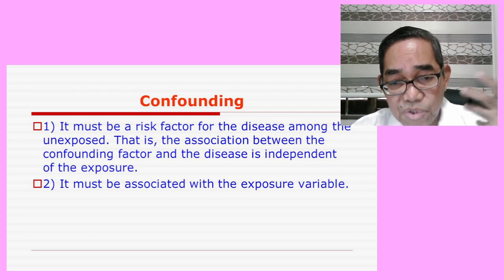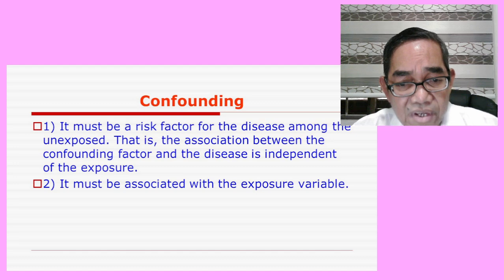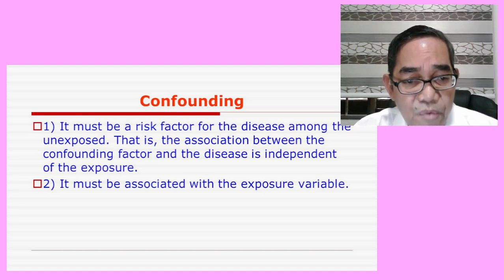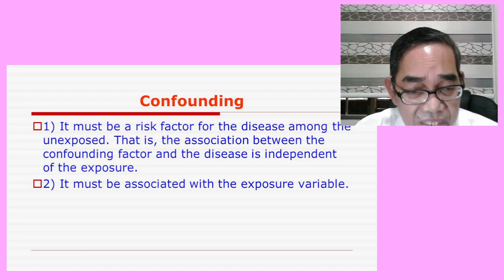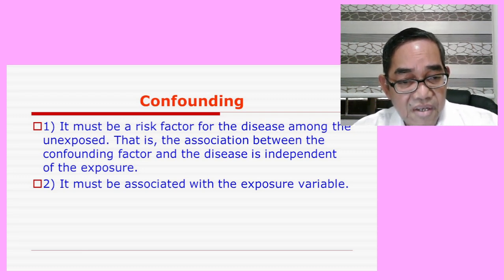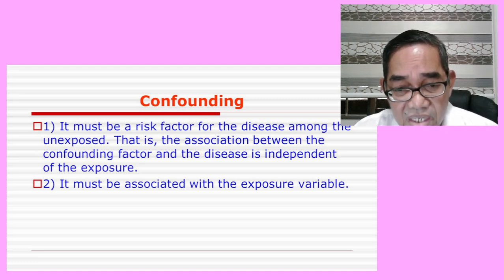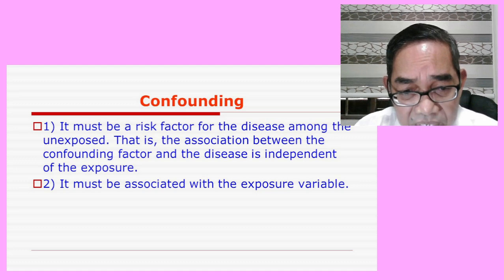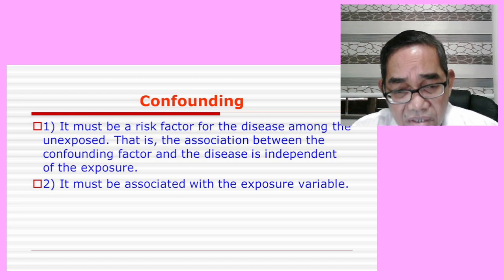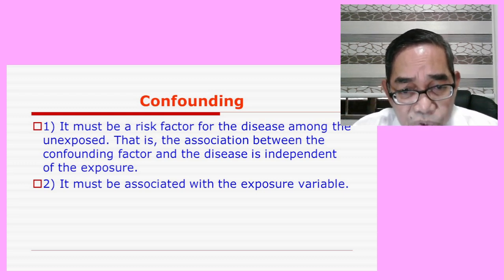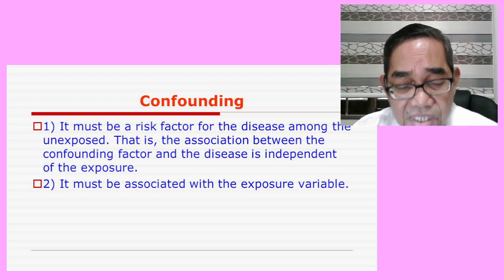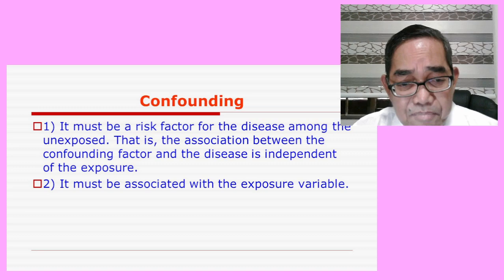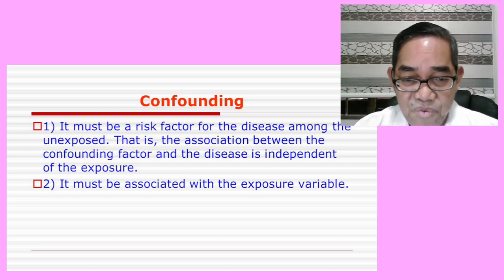So meaning the association between the confounding factor and the disease is independent of its relationship with the exposure. Because the second criterion is it must also be associated with exposure. So the confounder is also associated with exposure, that's your second criterion, and this confounder is also associated with the disease, the first criterion, but its association with the disease is independent of its association with exposure.